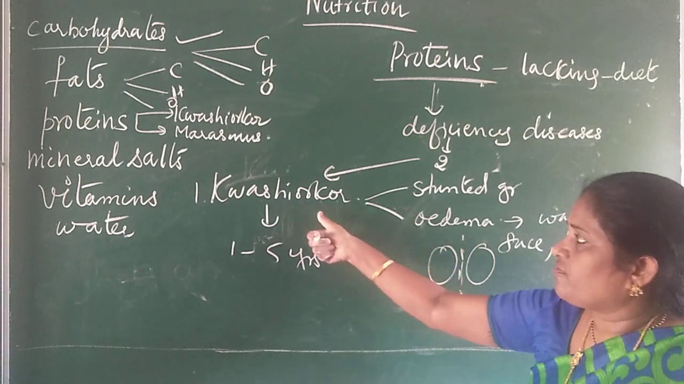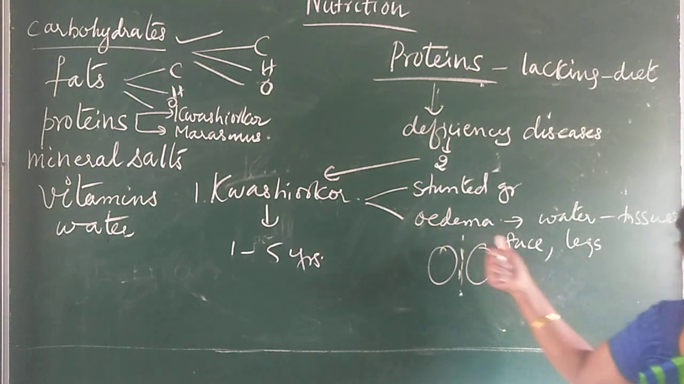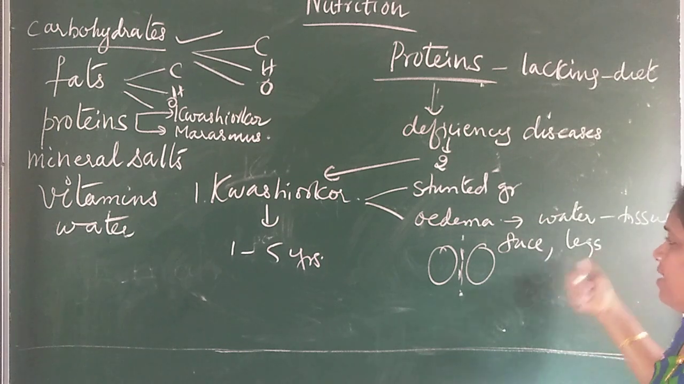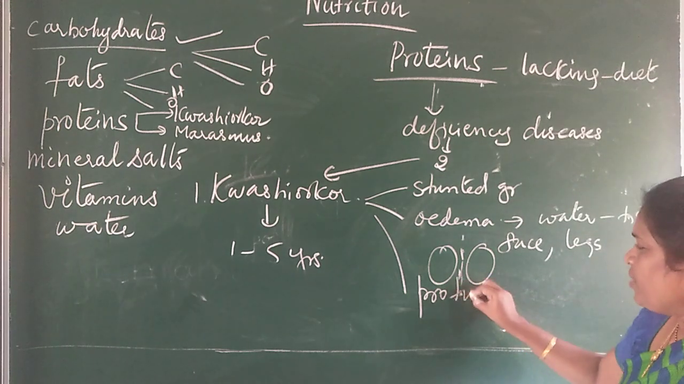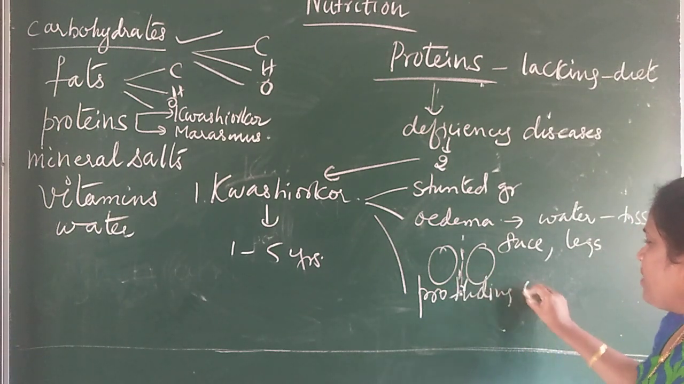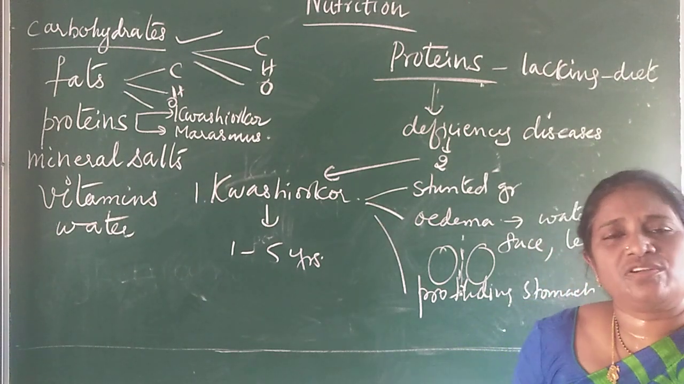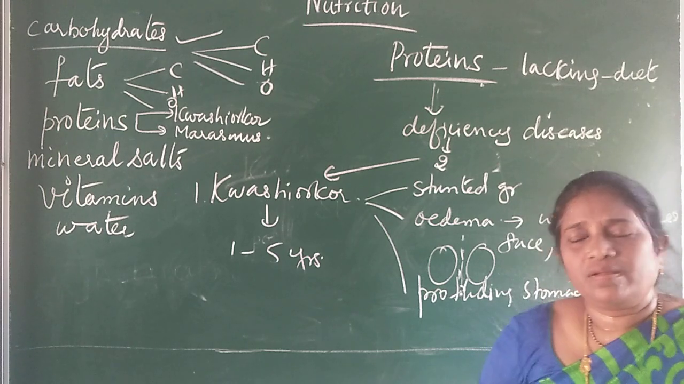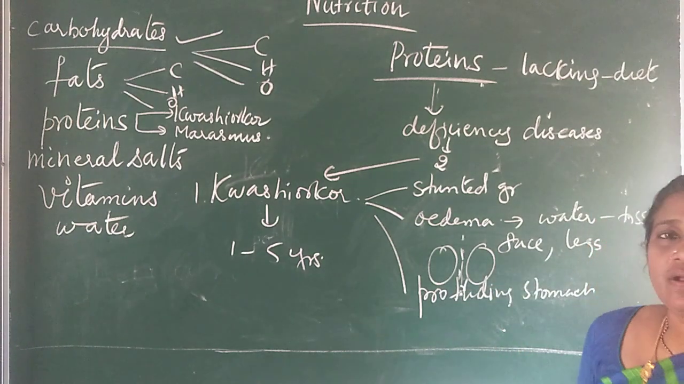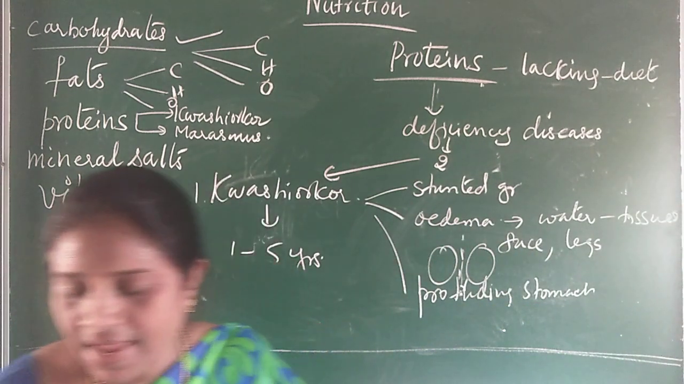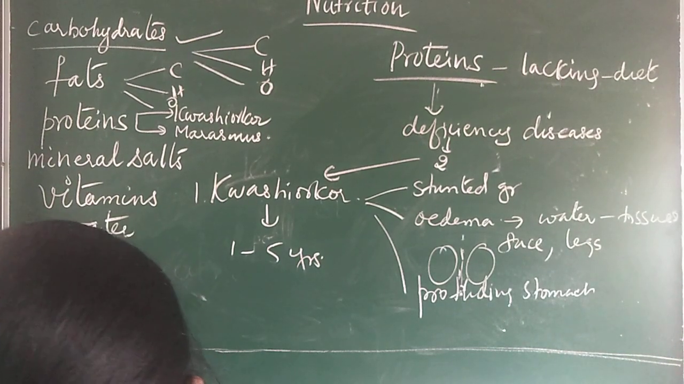So, a child suffering from kwashiorkor has stunted growth, very poor growth, and accumulation of water, edema, mainly in the face and legs. Then he has a disproportionate body, like a protruding stomach. The stomach will be bulged, with thinning of the muscles or less growth, protruding stomach, edema, diarrhea, etc. So these are the symptoms observed in a person suffering from kwashiorkor.